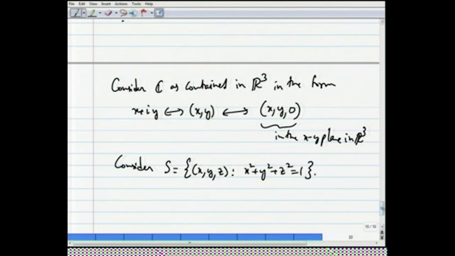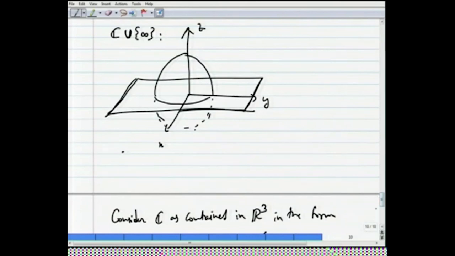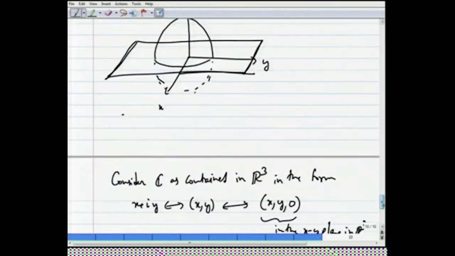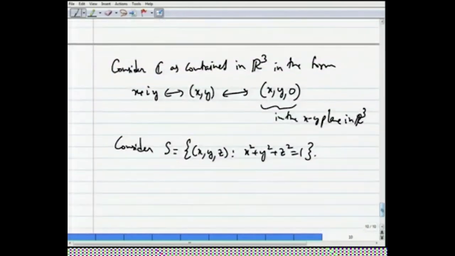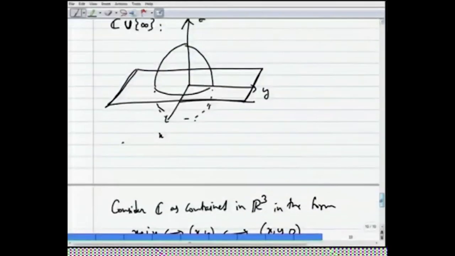So this set intersects the xy plane in the unit circle. When z equals 0, this equation is just x squared plus y squared is equal to 1. So that is the unit circle in the complex plane, with the complex plane contained in R3.